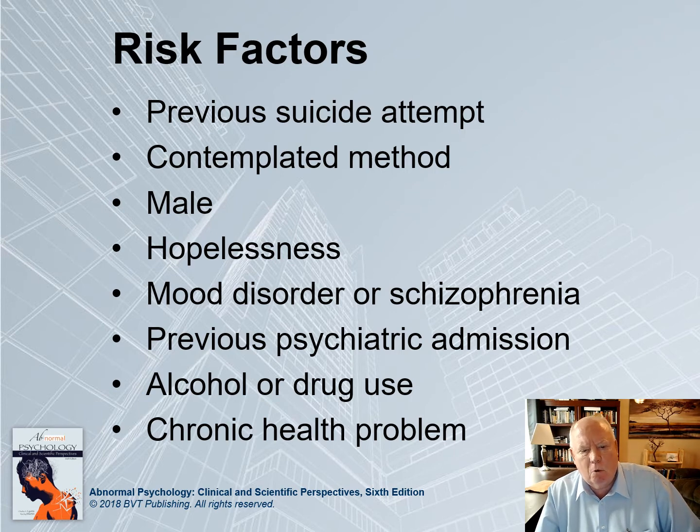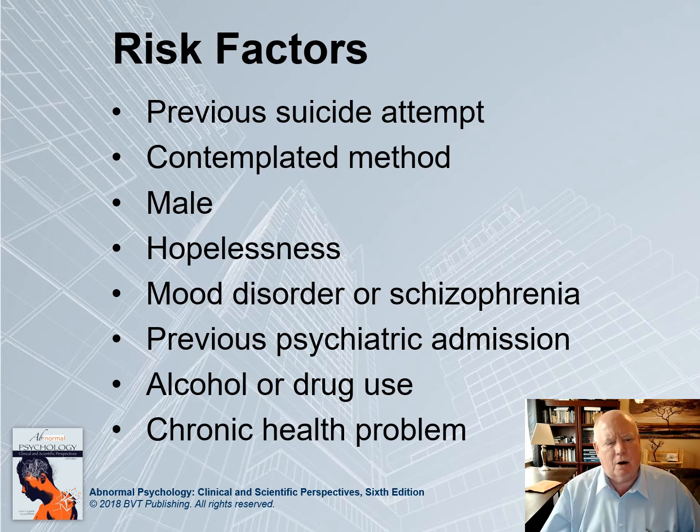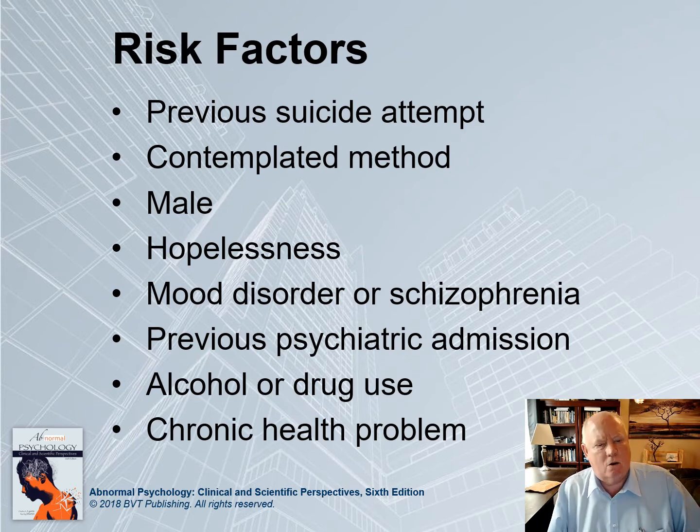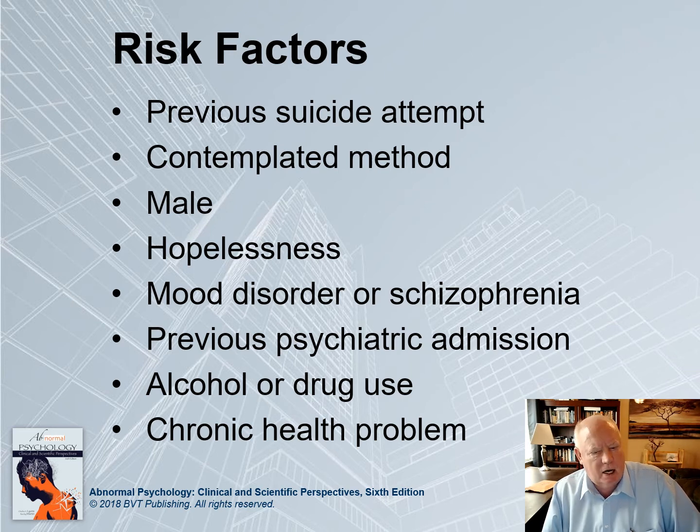Hopelessness is the single most important psychological variable in predicting. Even if you're very depressed, but you have hope that you will come out of the depression, your suicidal risk is less. But if you don't have that hope, the risk is much higher. Disorders, we've already talked about them, like mood disorders and schizophrenia, are high predictors. And any disorder that has led to a psychiatric hospitalization is a very good predictor of risk.